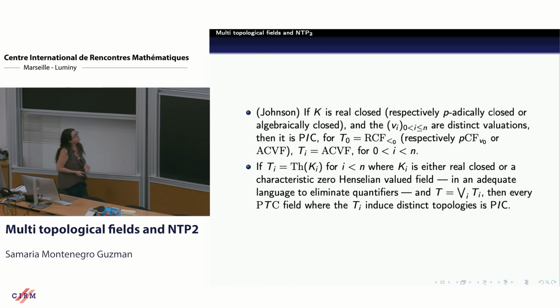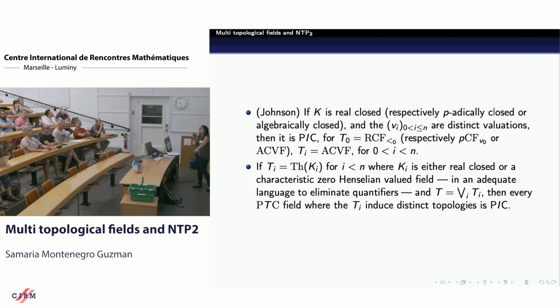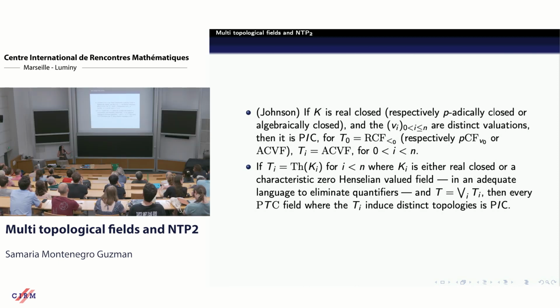We have more examples too, for example, Johnson proved that if you take real closed fields or p-adically closed fields or algebraically closed fields and you take finitely many different valuations, that will be PIC. If you take the first theory of real closed fields or algebraically closed fields or ACVF and you take the other copies of ACVF in different languages. And now we can also play with that because you can have, for example, orders and valuations, and you can take theories Ti, the complete theory of something that is real closed or that is Henselian valued, and you can take this theory T, the disjoint union of the Ti. If the topologies are distinct, you will also have PIC. So now we can mix, for example, valuations and orders, okay?